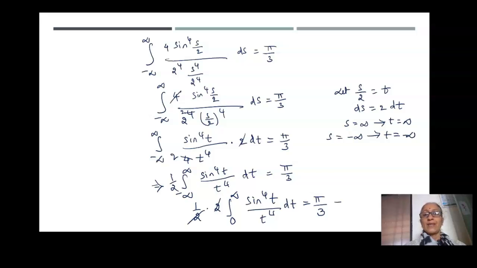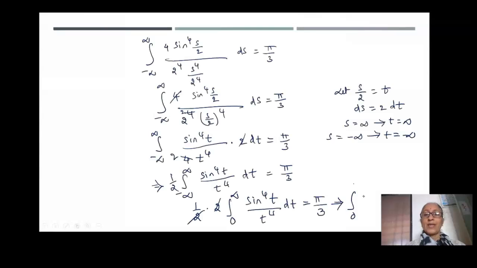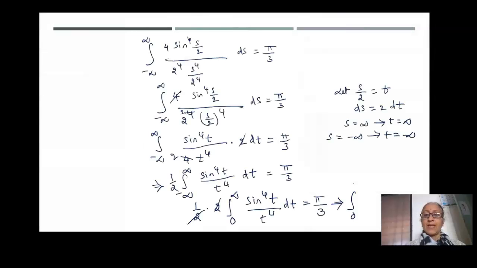We get integral 0 to infinity sine power 4t upon t power 4 dt equal to pi by 3. So this is the required result, because we have to evaluate the integral 0 to infinity sine power 4t upon t power 4 dt, which is equal to pi by 3. Now let us see the next question.